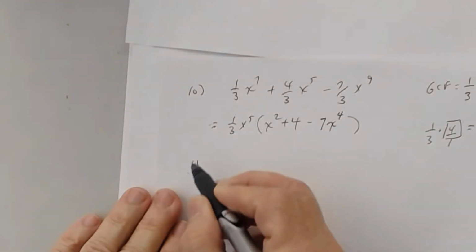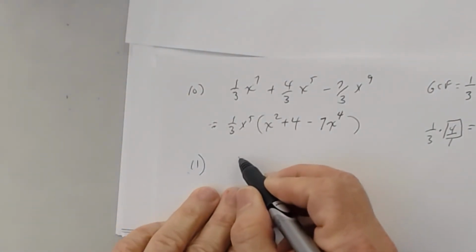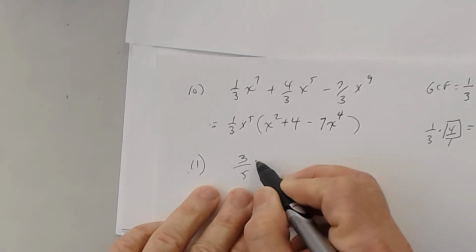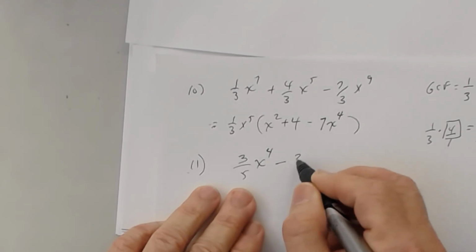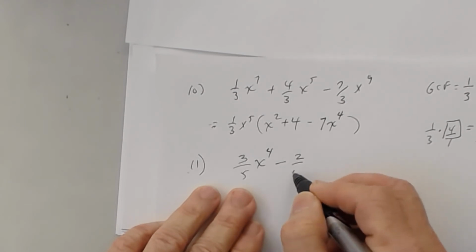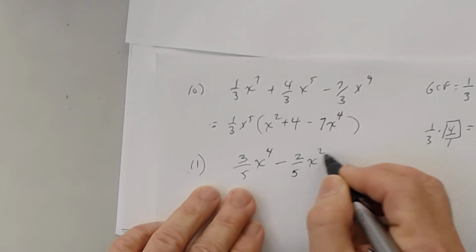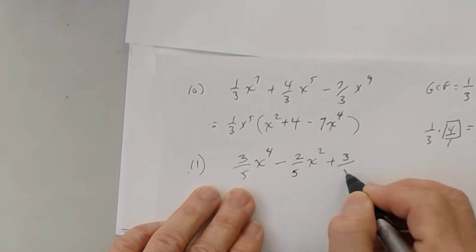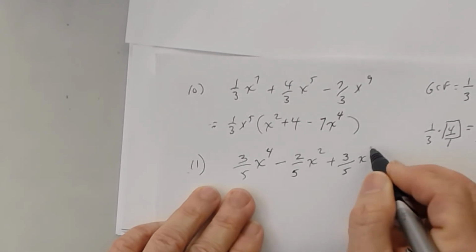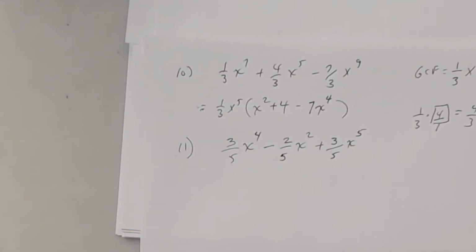All right, let's do one more with a fraction. Number 11. Suppose I had 3/5 x to the 4th minus 2/5 x squared plus 3/5 x to the 5th. In terms of the fractions, what could you use as a GCF?